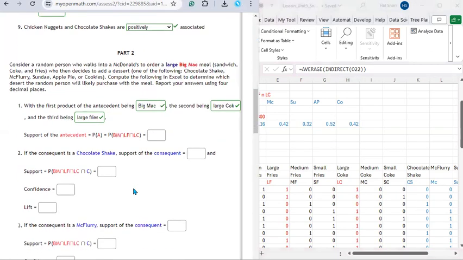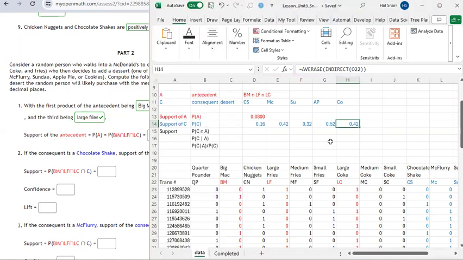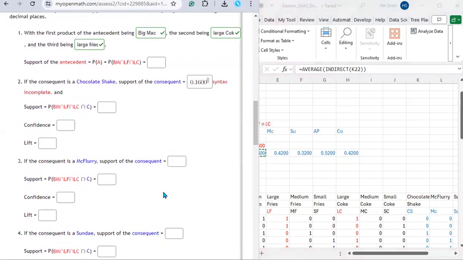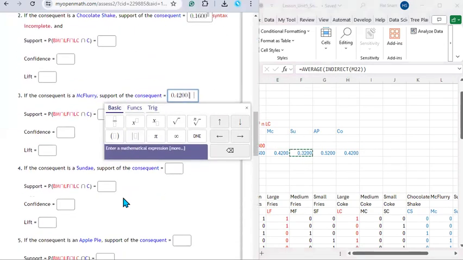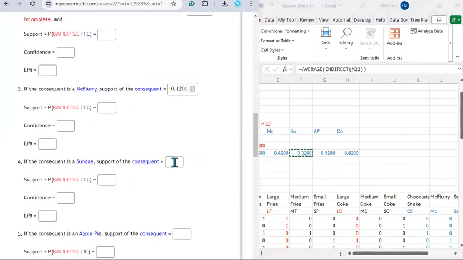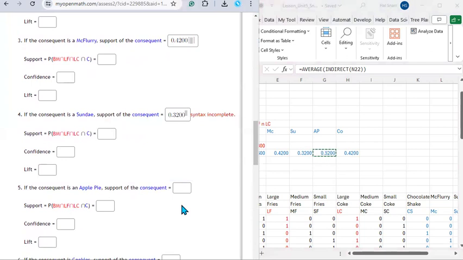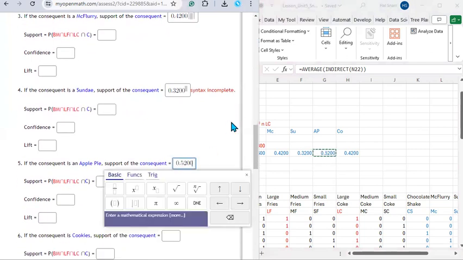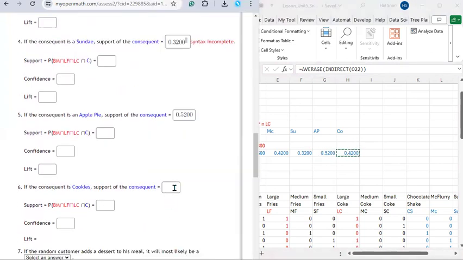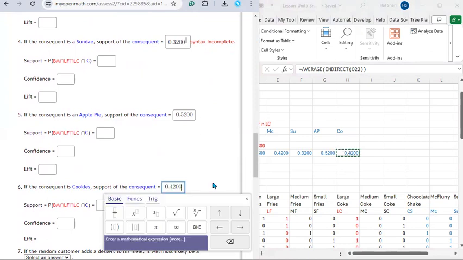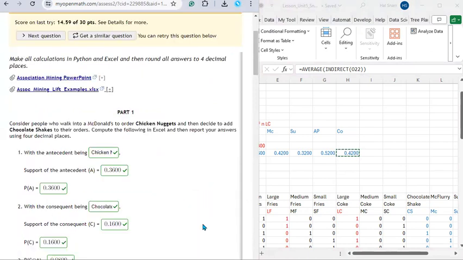So let's go in here and enter the information. If the consequent is chocolate shake, the support of the consequent is what? Let me change these to 4 decimal places. If the consequent is McFlurry, the support for the consequent is that. If the consequent is a sundae, the support for the consequent is that. And if the consequent is apple pie, the support for the consequent is that. If the consequent is cookies, the support is that. Let's just check our work.